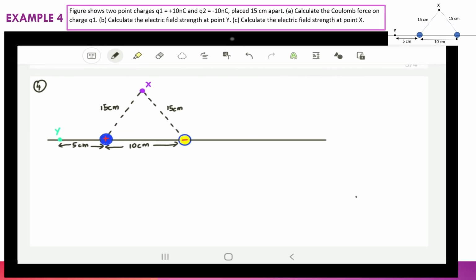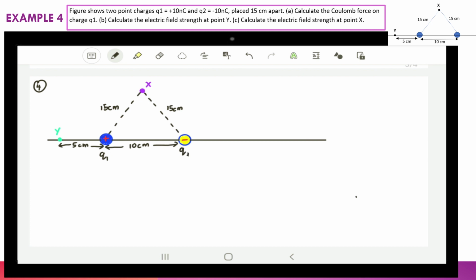So example 4, we have a figure that shows 2-point charges, Q1, which is positive 10 nanocoulomb charge, and Q2 is negative 10 nanocoulomb, and they are placed 15 centimeter apart. So question A, calculate the coulomb force on the charge Q1. Okay, so we want to calculate what is the coulomb force on charge Q1. So this is Q1 and this is Q2.